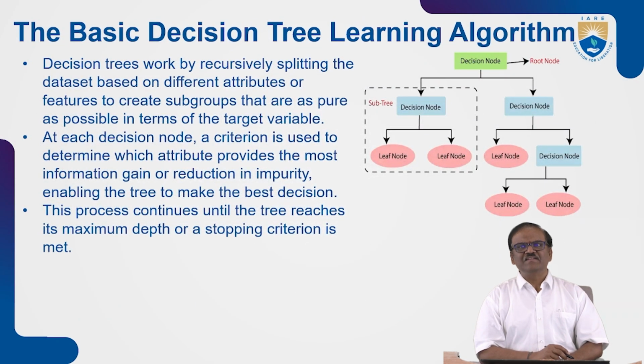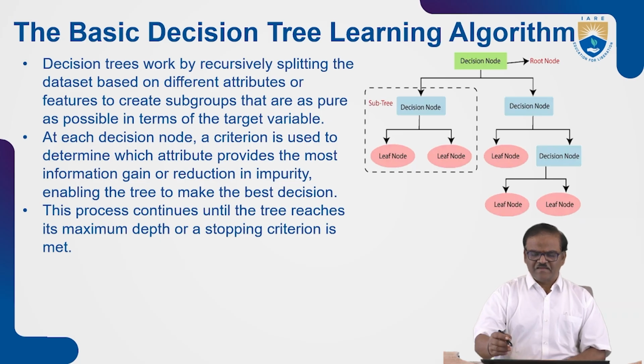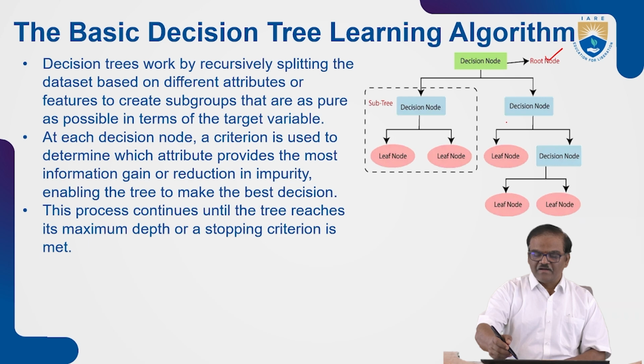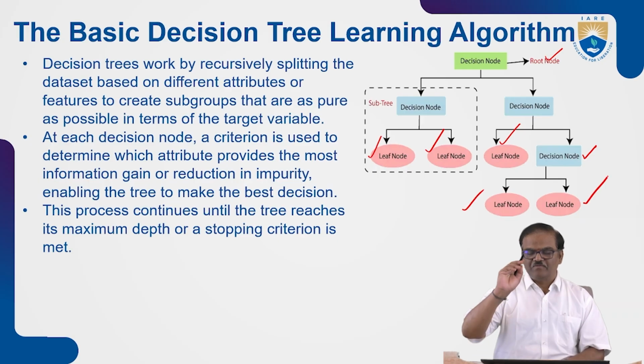The basic decision tree learning algorithm. As just explained, this is a decision node, and this can be a root node, from where it goes to a decision node. This is a subtree and this is also a subtree, from where we get leaf node, leaf node. Here this is a leaf node, and again here a decision has to take place. This is a leaf node and a leaf node.